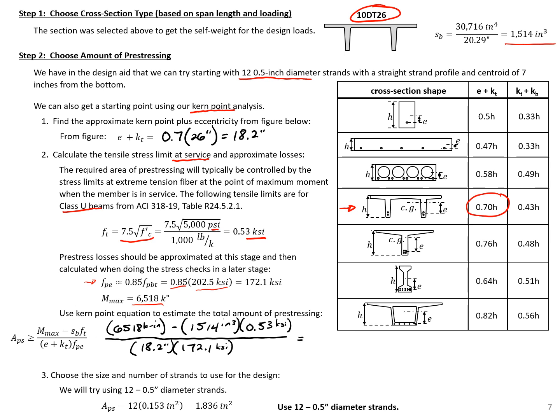So we'll get that our area of our pre-stressing should be greater than or equal to 1.82 square inches. So we can next choose the size of our strands and the number of strands. And we can see that if we use 12 half-inch diameter strands, we'll get an area that's just greater than that value. So that's where we're going to start, is 12 half-inch diameter strands.